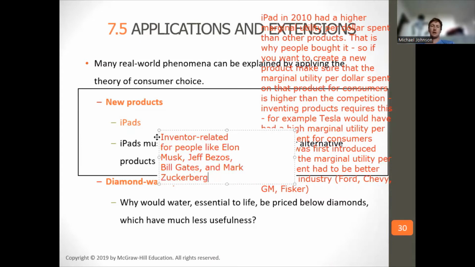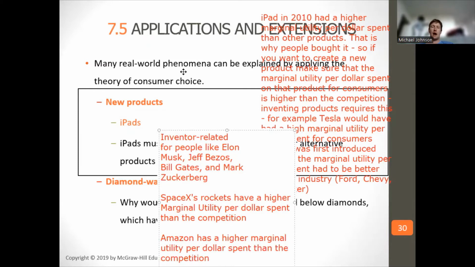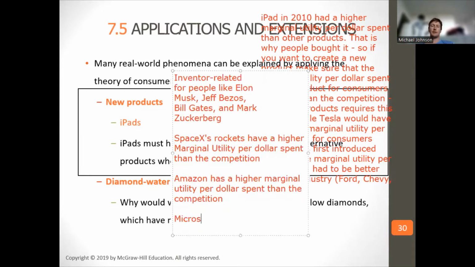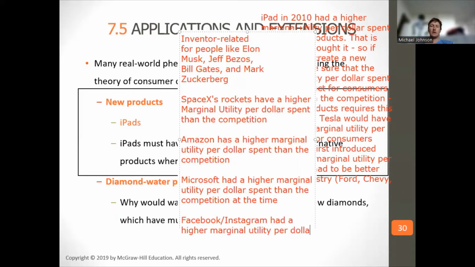In those cases, SpaceX rockets have a higher marginal utility per dollar spent than the competition. Amazon has a higher marginal utility per dollar spent than the competition. Microsoft, not necessarily anymore, but Microsoft had a higher marginal utility per dollar spent than the competition at the time. And then Meta, Facebook, Instagram, had a higher marginal utility per dollar spent than the competition at the time.